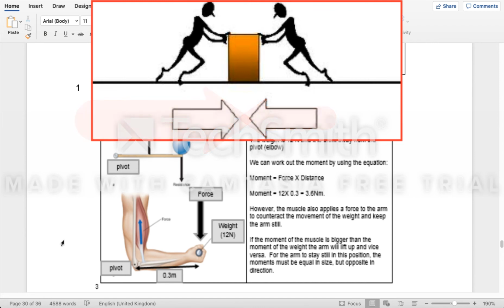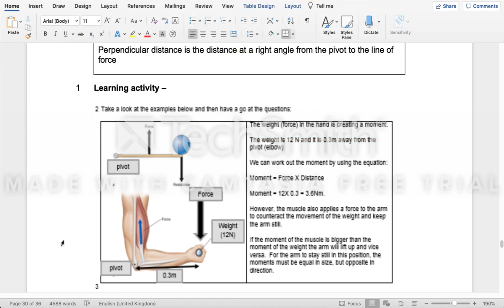But let's just say you and your friend have an equal amount of strength. You're both pushing with the same force. Is the box going to move? The answer is no, because when you have the same force going in opposite directions, they cancel out, and so we call it the net movement. Net movement is zero. It doesn't move anywhere.